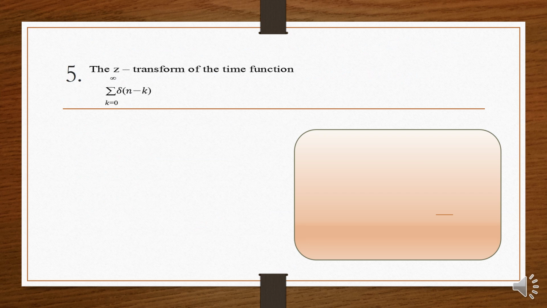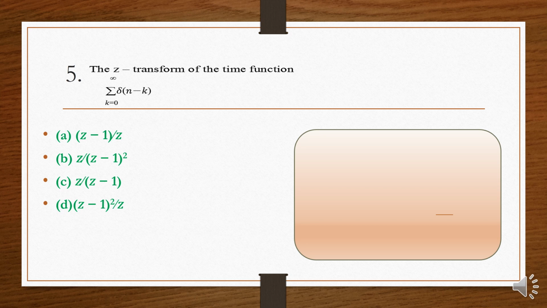Next question. The Z transform of the time function summation k is equal to 0 to infinity del of n minus k. Option A, Z minus 1 divided by Z. Option B, Z divided by Z minus 1 the whole square. Option C, Z divided by Z minus 1. And option D, Z minus 1 the whole square divided by Z.